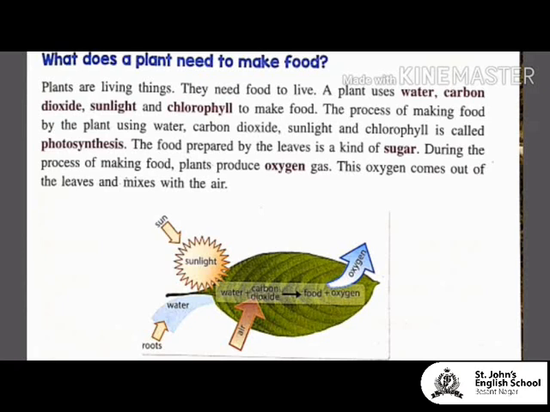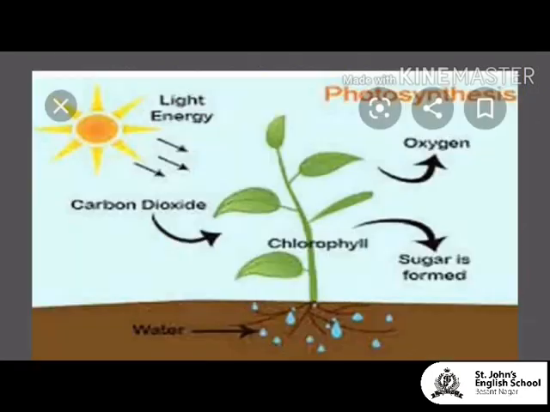Since water from the soil and carbon dioxide from the air are put together in the presence of sunlight to prepare food, the process is called photosynthesis. The food prepared by the leaves is a kind of sugar, and it is used to get energy for the growth of the plant and for repairing damaged cells. So the leaves prepare food by the process of photosynthesis. The food prepared by the leaves is a kind of sugar.